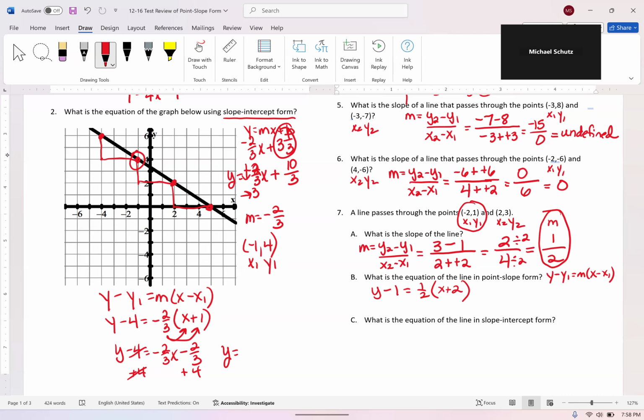Okay, last part, C, you're going to solve for y to get it into slope-intercept form. So you will distribute. So we have y minus 1 equals 1/2 x plus 1, because 1/2 times 2 is 1. Add 1 to both sides. And so we get y equals 1/2 x plus 2. So there's the answer.